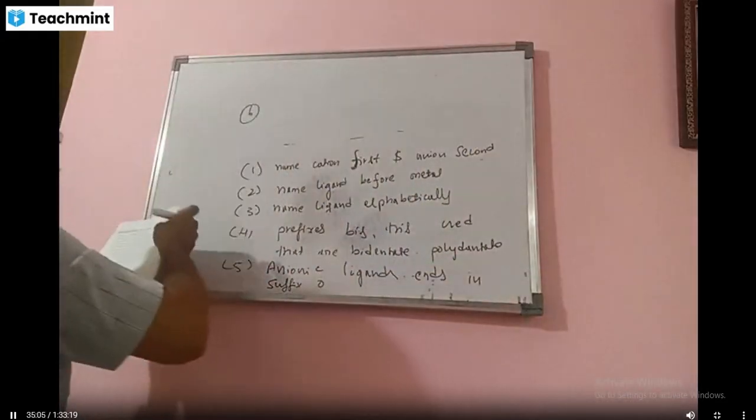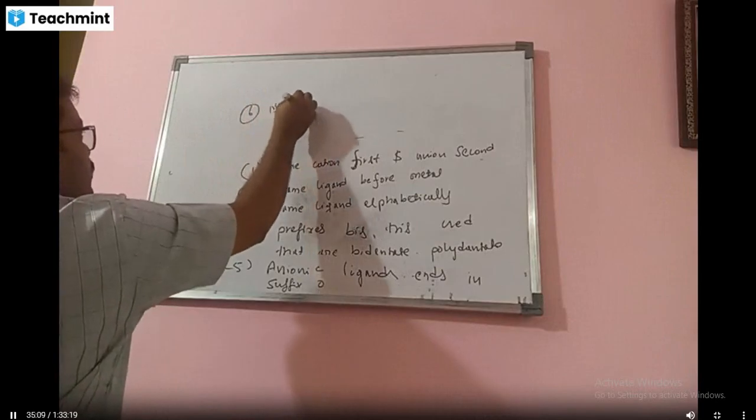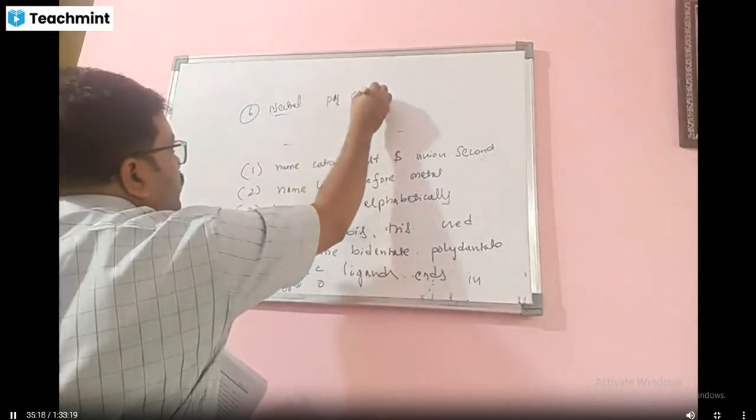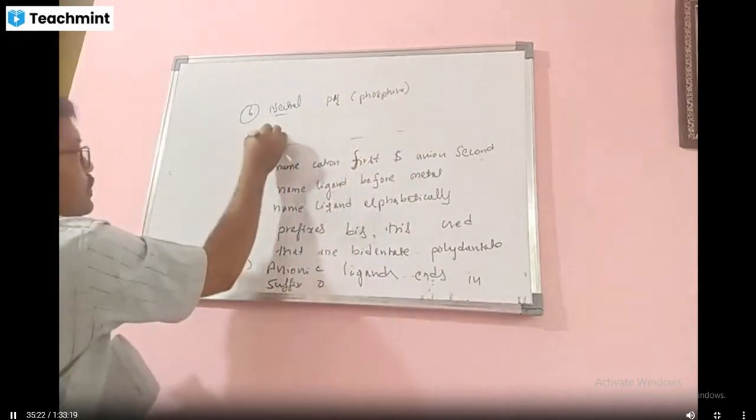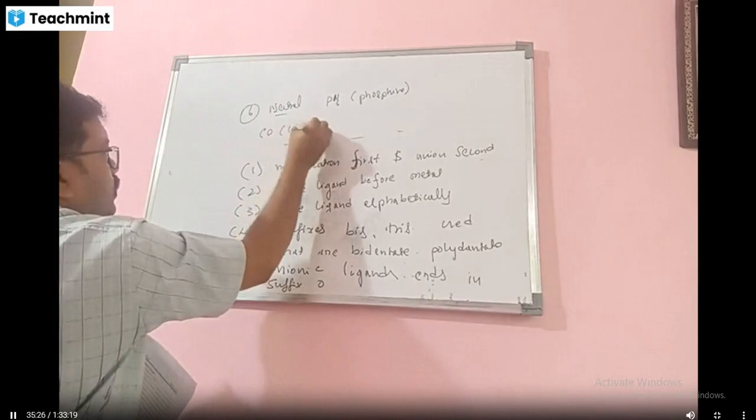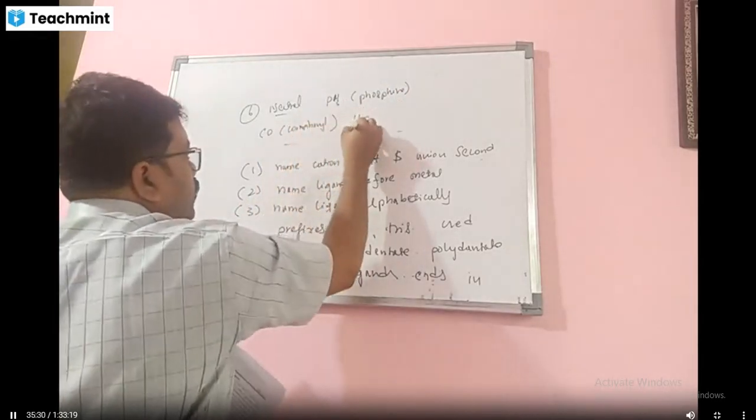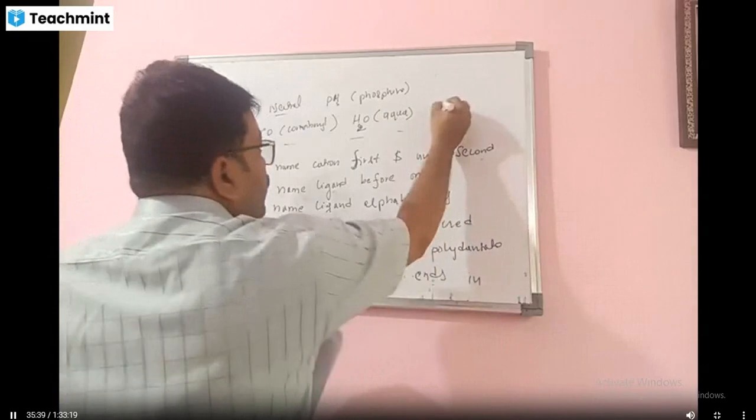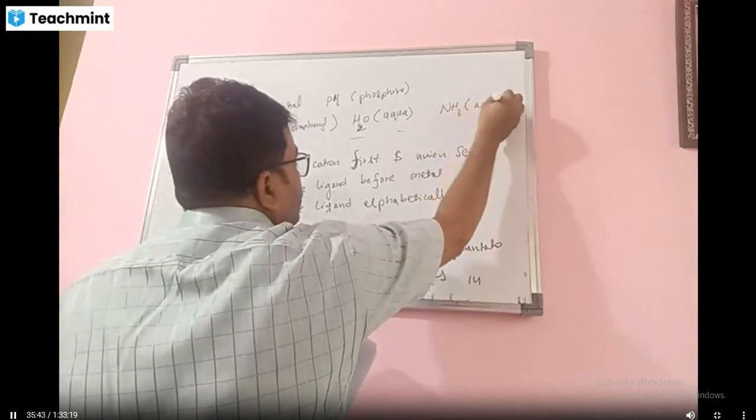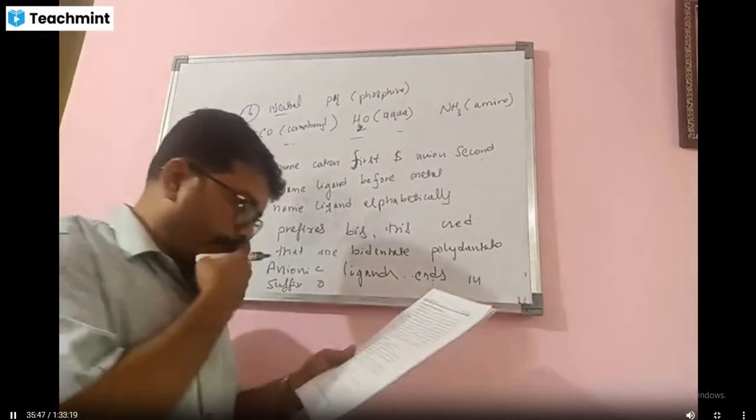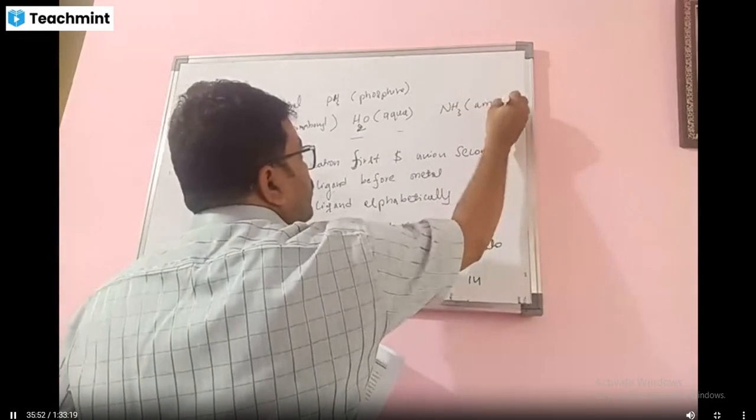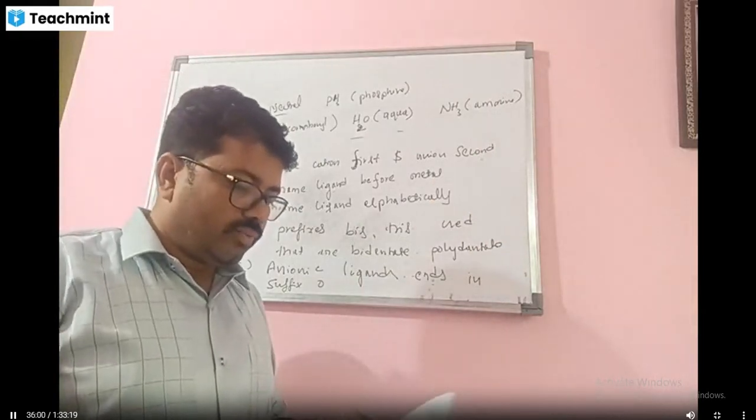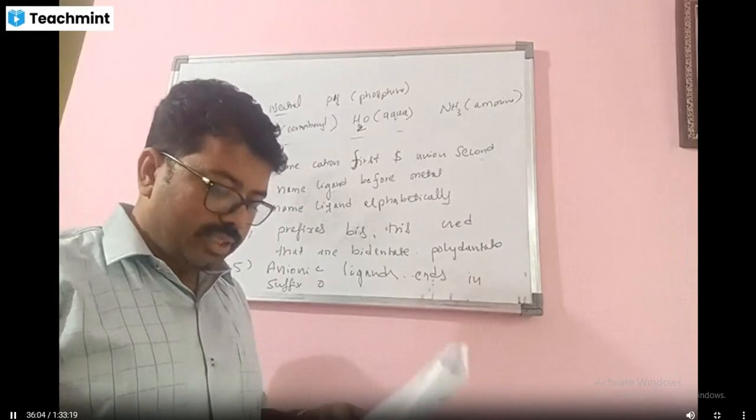The sixth condition: names of the neutral ligands. Neutral ligands like PH3 is phosphine, CO is carbonyl, water is aqua, and ammonia is ammine. You name it like that. That is the name of the ligands. They are given in the chart, many ligands. So please go through those notes. I will send you those notes afterwards. Otherwise, they are on page number 103.